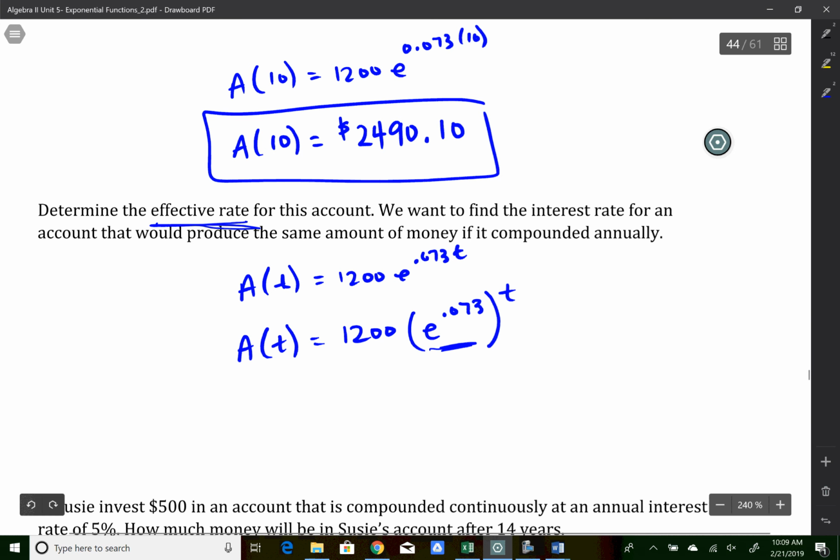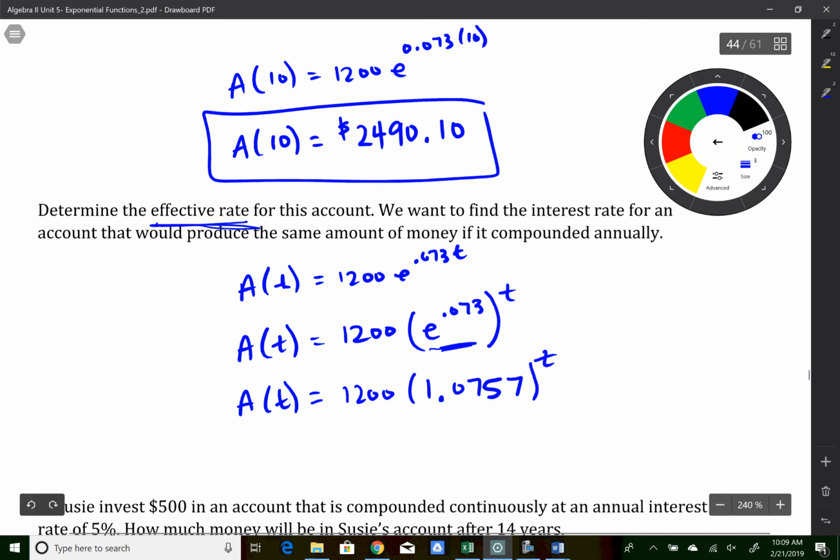If I type that into my calculator, e to the 0.073, we get a value here of A of t equals 1,200 times 1.0757. Four decimal places is usually plenty. And we remember from the functions that we learned in the previous unit, this part of the equation represents 1 plus the rate.